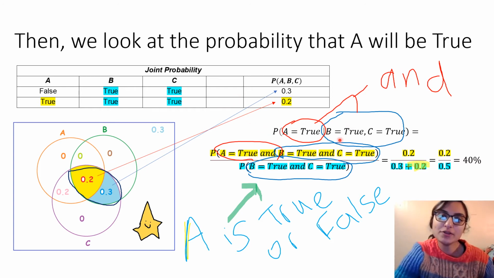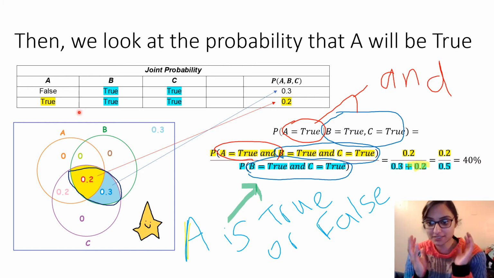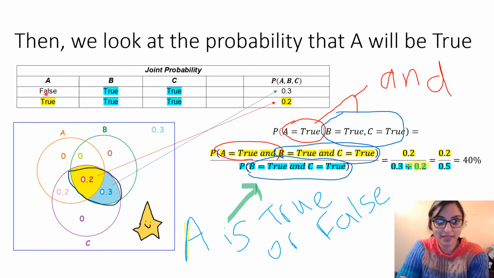You sort of see what you are conditioning on in the denominator, and then you add that up. You just focus on B and C. It does not matter again what A is. So you've added the value when A is false here, and when A is true here. But in the numerator, that's when you're concerned about the probability that A is true. So the numerator will always be a subset of the denominator because you're being more restrictive.